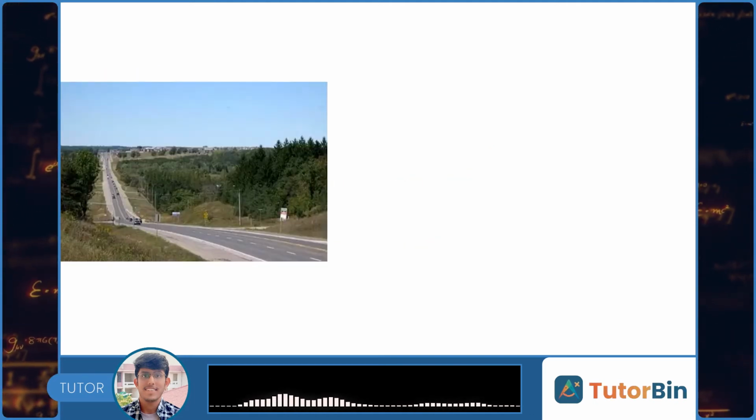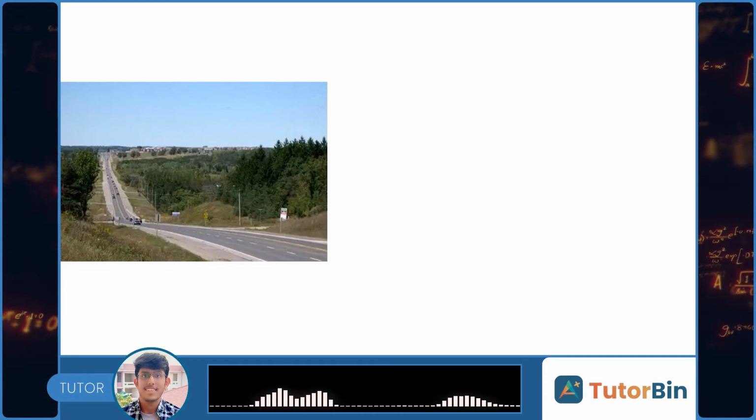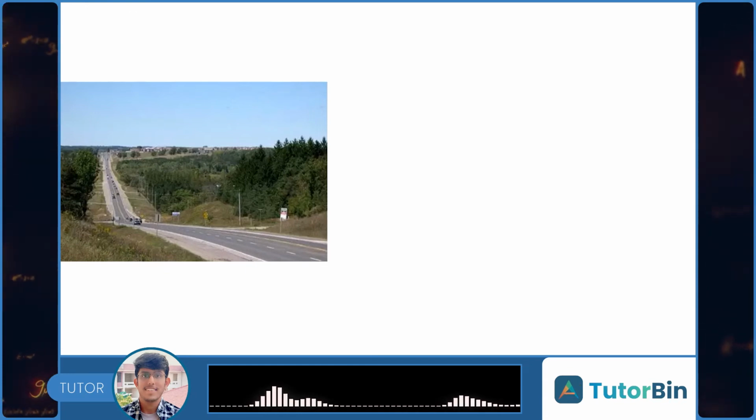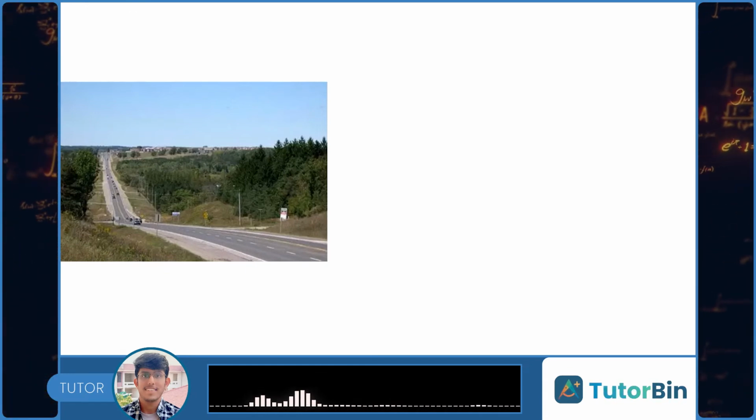Next one, vertical alignment. If any object moves in a forward direction or rises in an upward or downward direction, then it is regarded as a change in vertical alignment. In this picture, vertical alignment of the road is shown.